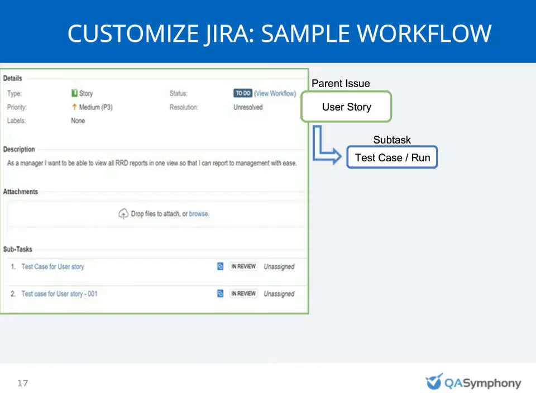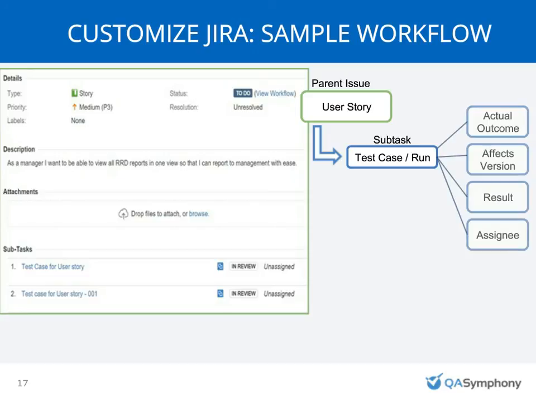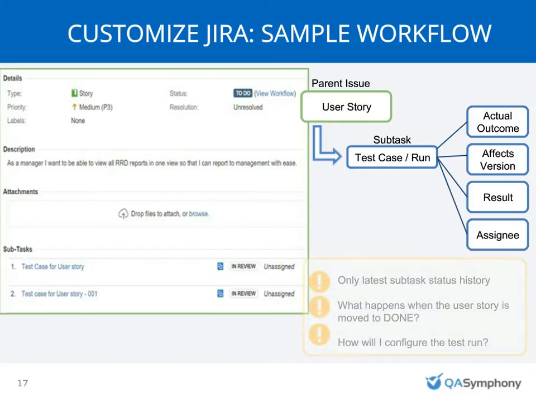Well, we have the same problems, right? Because the subtask is acting as both the test case and the test run. So if you're ever going to want to use the subtask again, in, let's say, a regression cycle, or you want to link it to another user story, these are some of the complicated issues you're going to run into: what happens when the user story is moved to that done status?